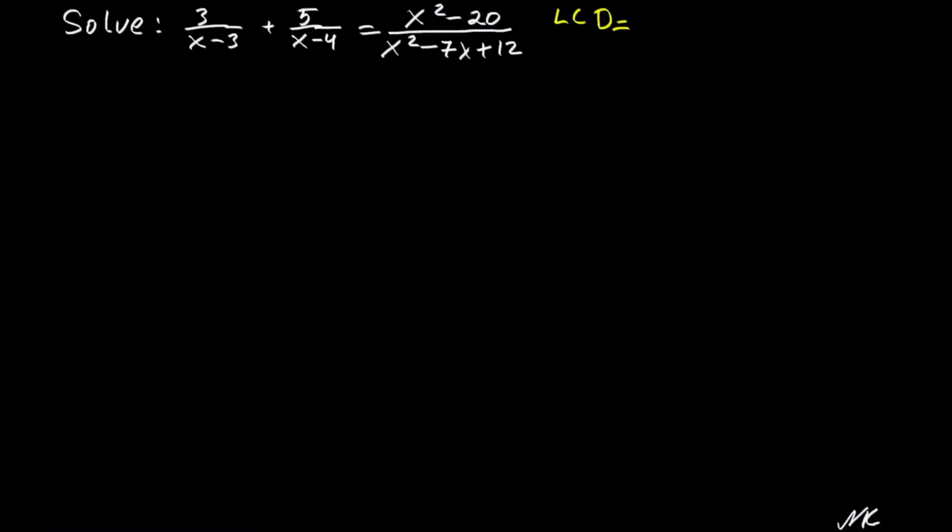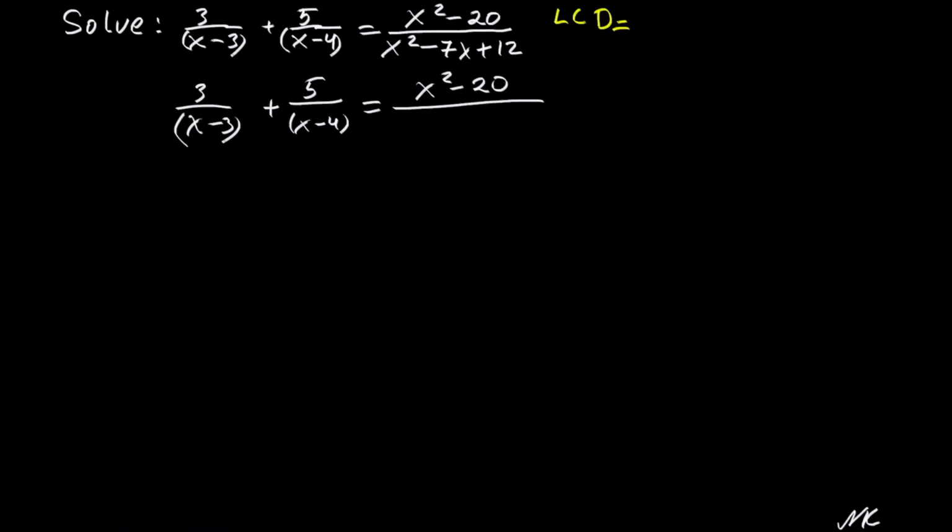So we have x minus 3, we can only factor out 1 from here, so 3 over x minus 3 does not need to be factored, plus 5 over x minus 4 does not need to be factored because we can only take out 1 from there, is equal to x squared minus 20 over, we do need to factor x squared minus 7x plus 12.